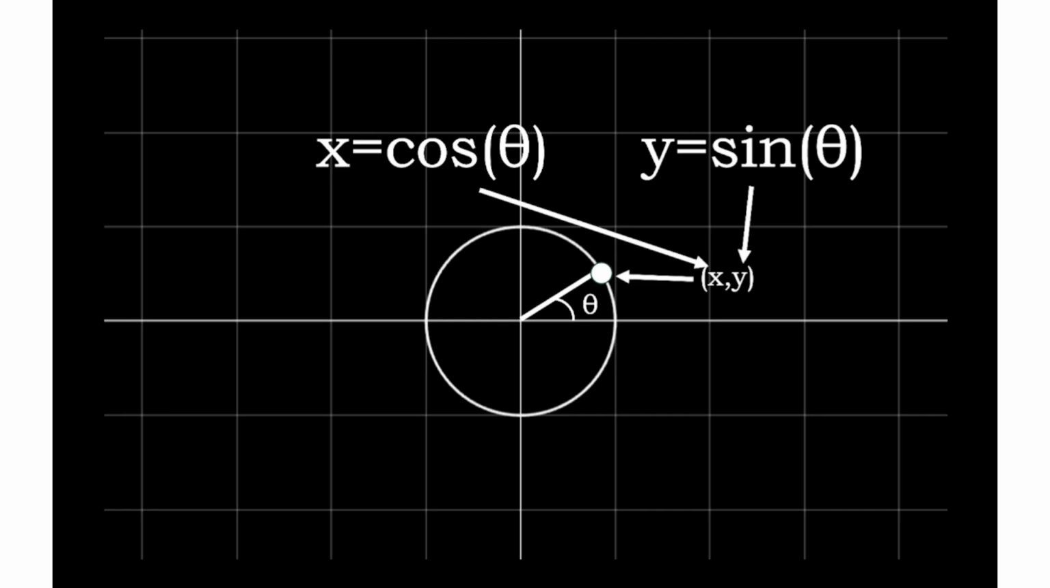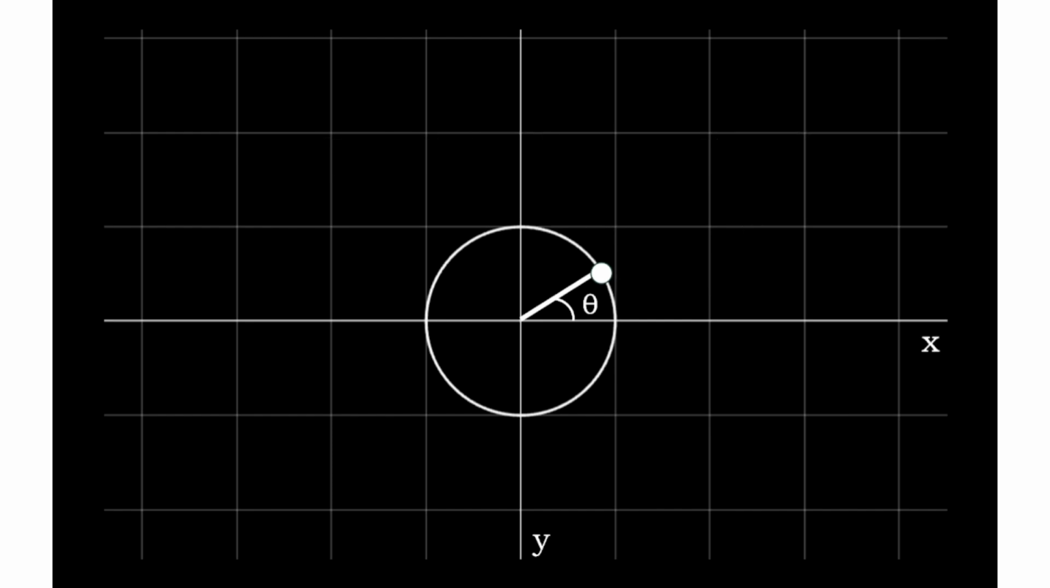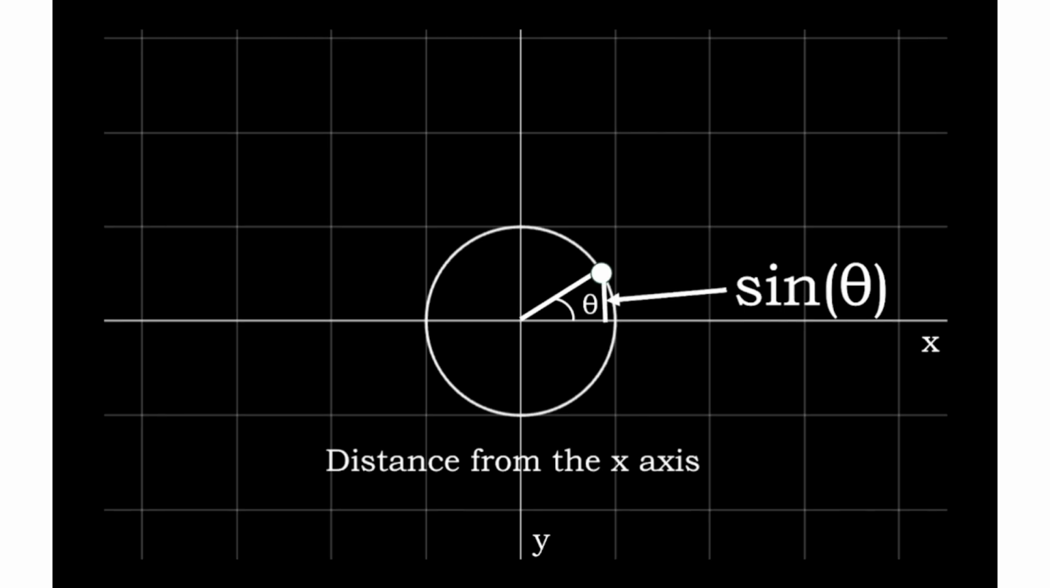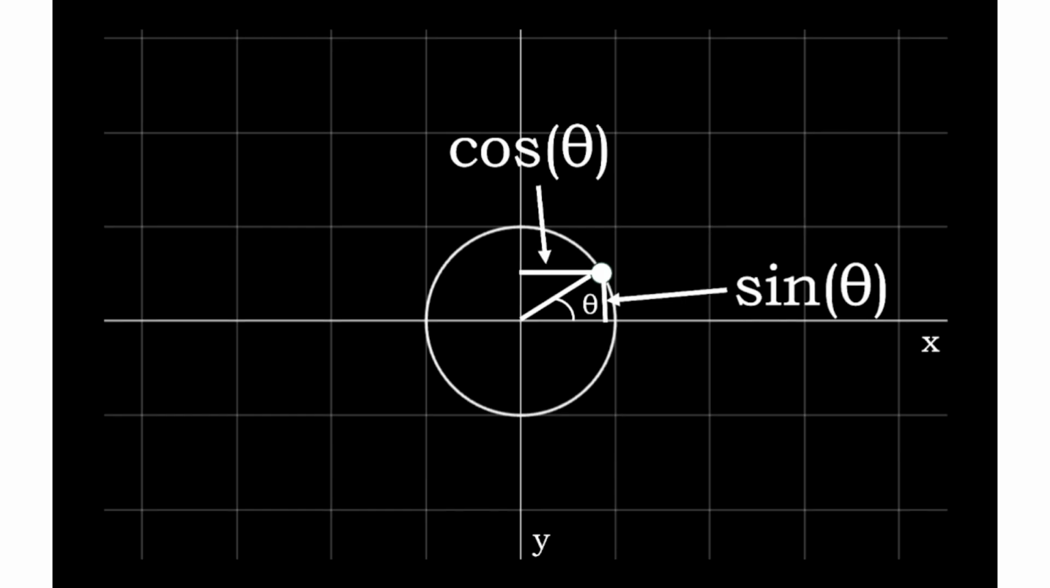There are two ways to define it. The first way is to take the point on the circle pertaining to angle theta and find the x and y coordinates of said point. The y-coordinate of the point is the sine of angle theta, and the x-coordinate is the cosine of angle theta. Another way to think about this is that the sine is the distance from the point on the unit circle for angle theta to the x-axis, aka the height of the line segment, and the cosine is the distance from the y-axis, aka the width of the line segment.